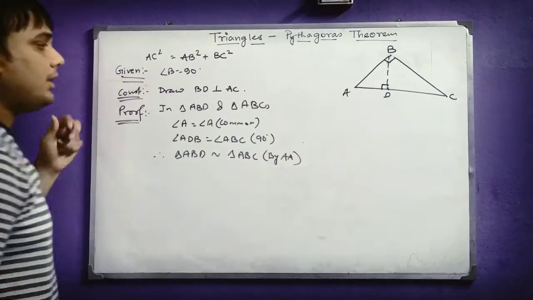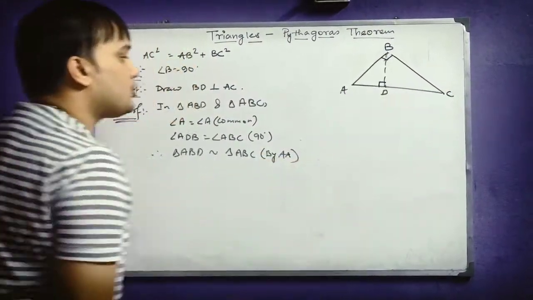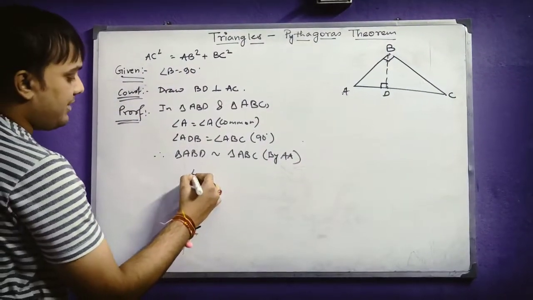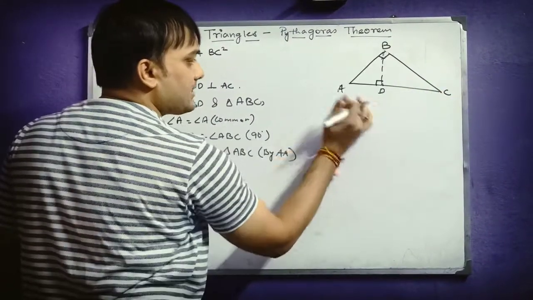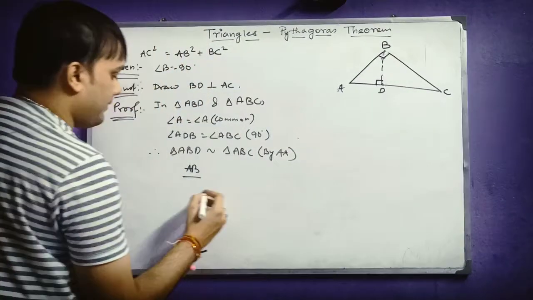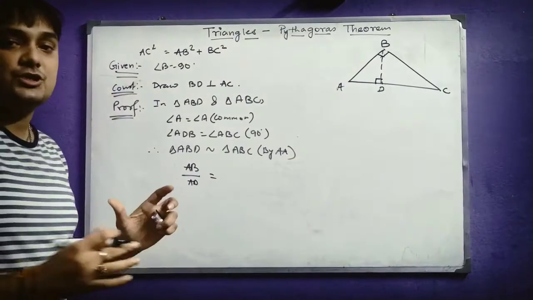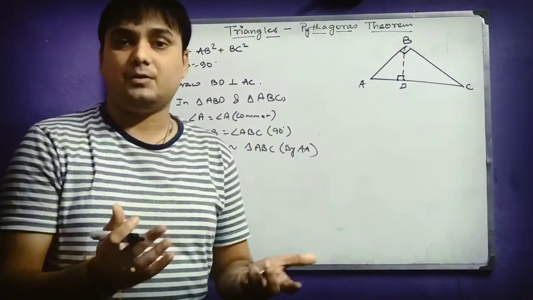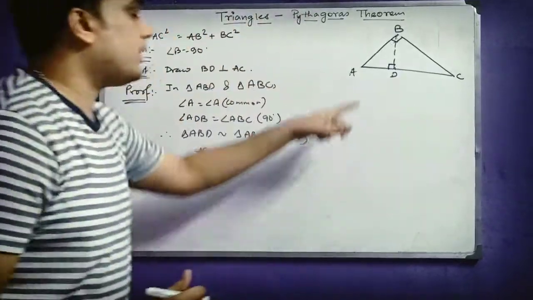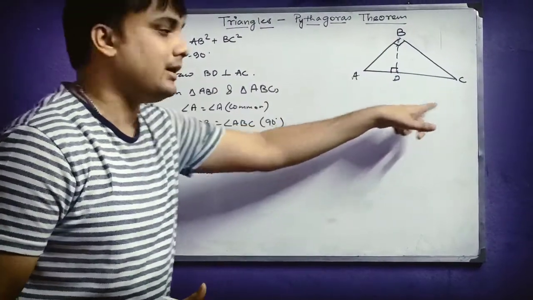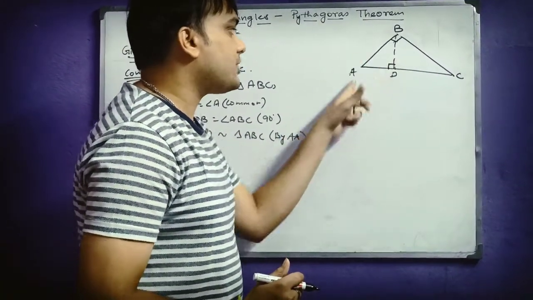Okay. So if these two triangles are similar, that is triangle ABD and triangle ABC, we can write AB by AB, taking AB as the side of the bigger triangle, divided by the side of the smaller triangle, that is AD. These are proportional sides, as we know that if two triangles are similar, their corresponding sides are proportional. So if I am taking AB as a side of the bigger triangle, then the side which corresponds to this AB in the smaller triangle is AD.